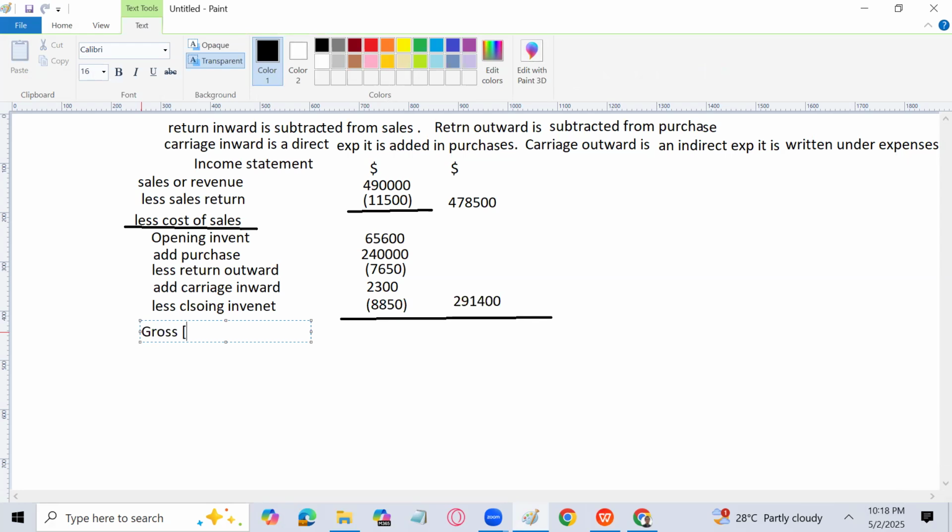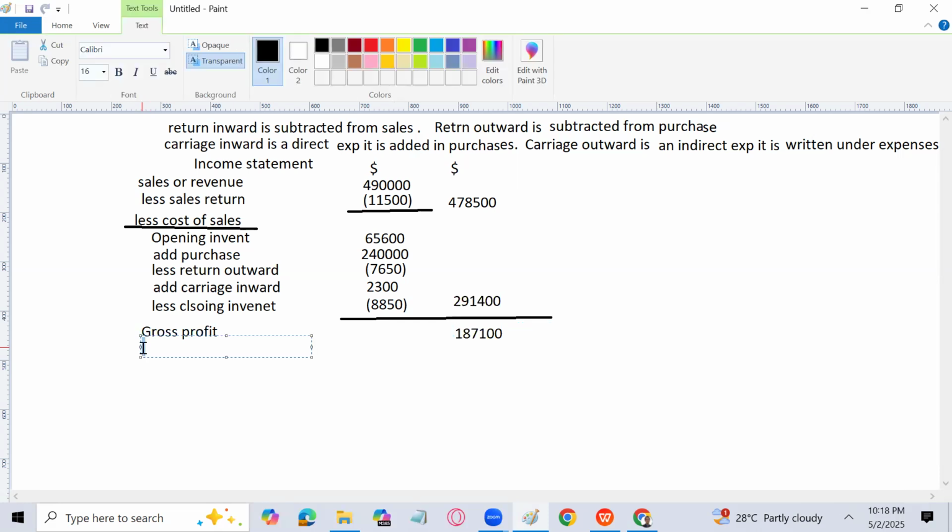So I will subtract cost of sales from sales to find the gross profit. This is also known as factory का account भी कहते हैं इसको आप, और डायरेक्ट सेल से डायरेक्ट परचेजेस कॉस्ट ऑफ सेल माइनस करके आपका प्रॉफिट आ जाता है. It is also known as direct profit. 478,500 minus 291,400. So the answer is 187,100.